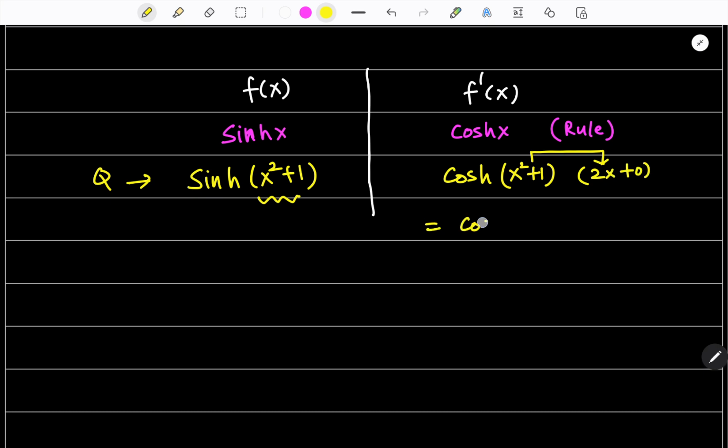So this equals cosine hyperbolic x square plus 1 times 2x. How is it 2x plus 0? The derivative of x square is 2x, and the derivative of 1 is 0. So it is cosine hyperbolic x square plus 1 into 2x. This is going to become your answer.